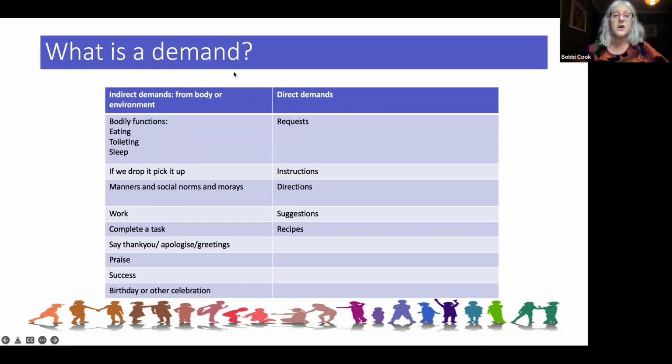Then we have direct demands: requests, instructions, directions, suggestions, recipes, instructions on work for school. This is the topic. You've got to write a 500-word essay, or you've got to do 100-word responses to these 20 questions, or you've got to copy this word into your word list every day of the week. Those things become huge demands that become totally overwhelming for them.